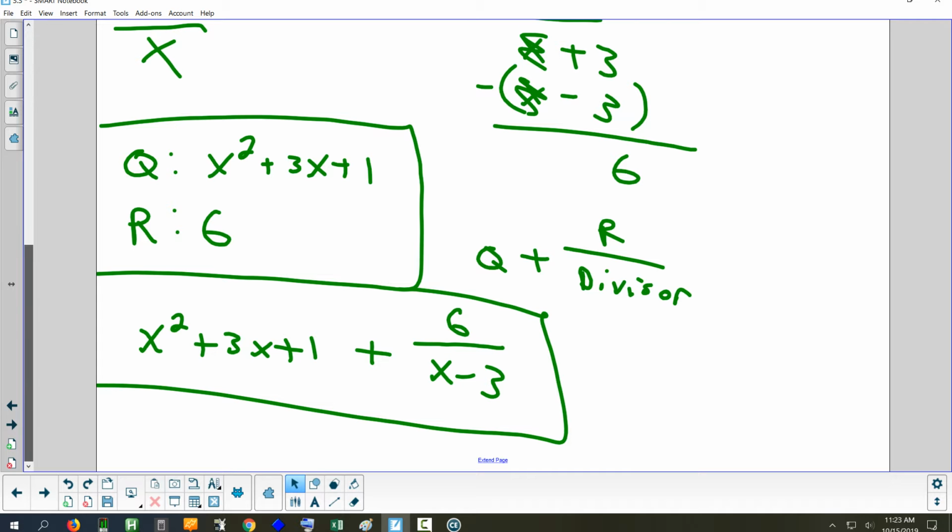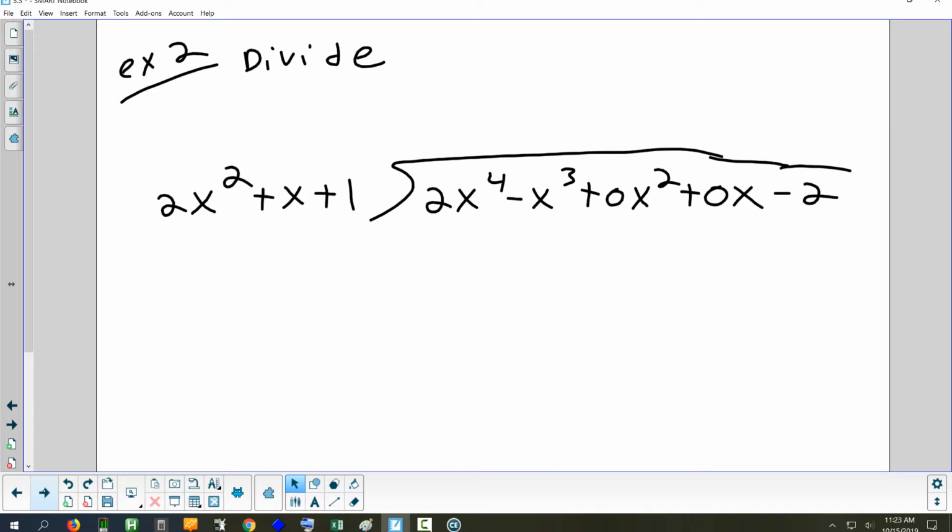Okay. Any questions on writing your answer either way? Both ways are correct. Right. Let's try this one. So what's the first step you'll always have to do, even if they've already done it for you here? Which they have in this one. Yeah, 0x to the n that's missing. Yeah, fill in any terms that are missing.